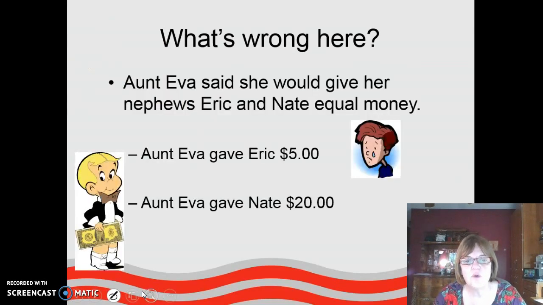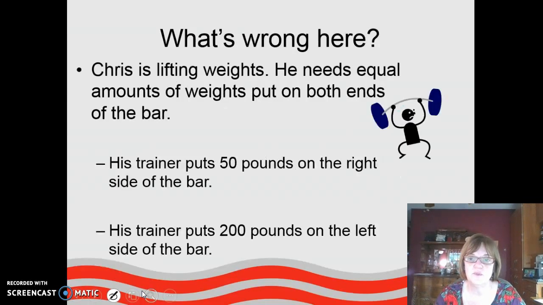Okay, so what is wrong here when Aunt Ava said she'd give Eric and Nate equal money, but she only gave Eric $5 and she gave Nate $20? I'm sure you guys know that right away, right? Richie Rich over there got the 20 bucks and he's a happy camper, but poor Eric only got 5 and he's not happy because they're not equal. One was way more.